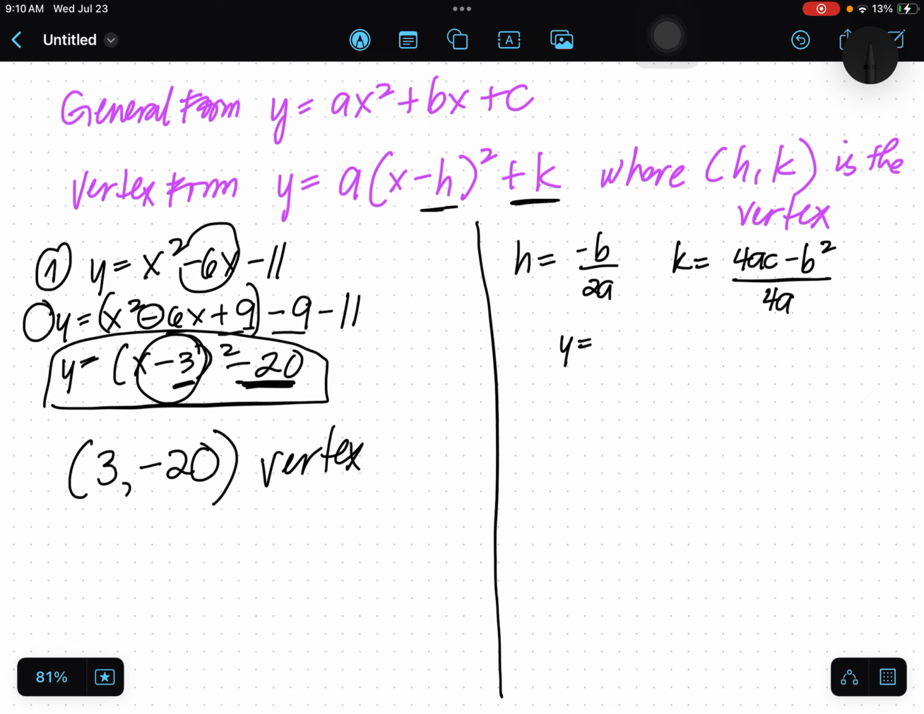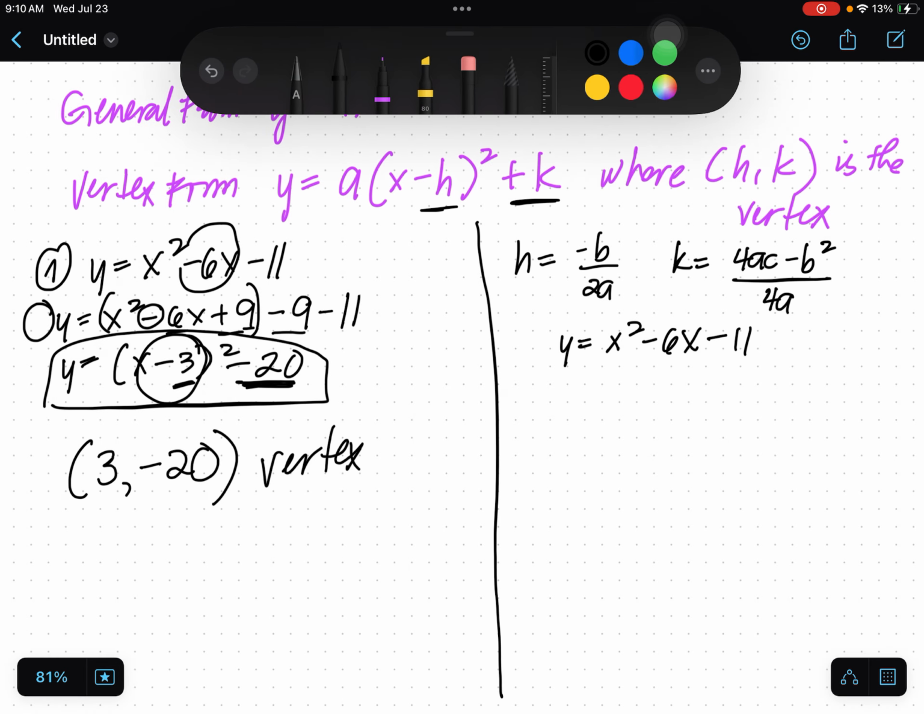Ito ulit yung ating equation. So, syempre, we need to identify our A, B, and C again. So, ano ba yung A? Ang A natin is ito, so, 1. Ang B po natin ay negative 6. And ang C natin is negative 11.